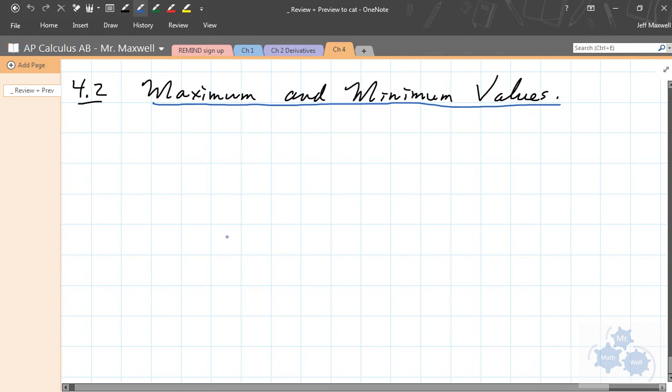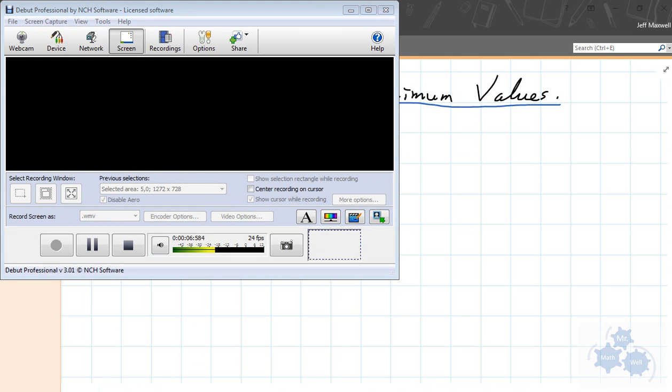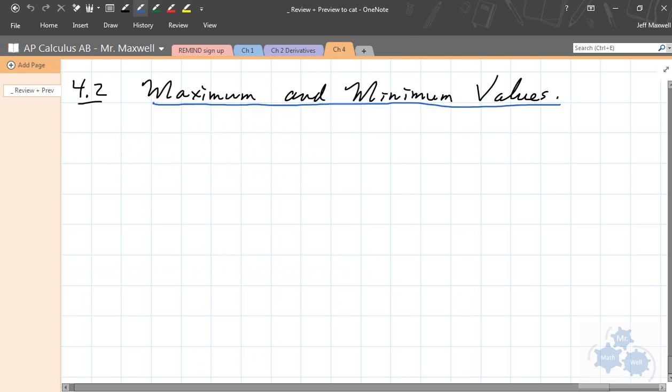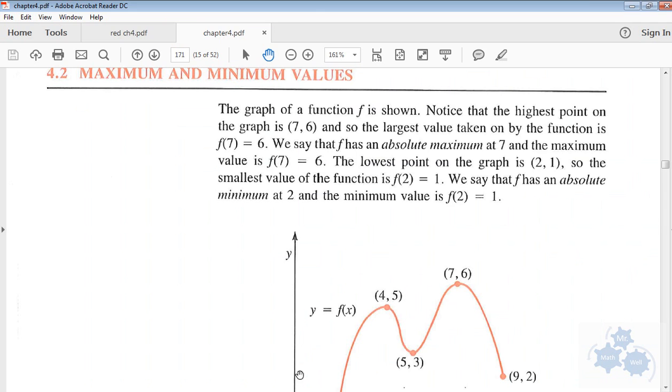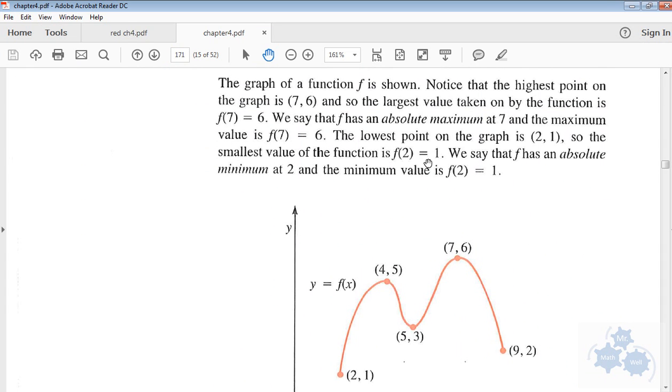Alright, so 4.2, we're looking at maximum and minimum values. When we look at a function, here's your textbook. There's a graph of a function, just some random function f here.